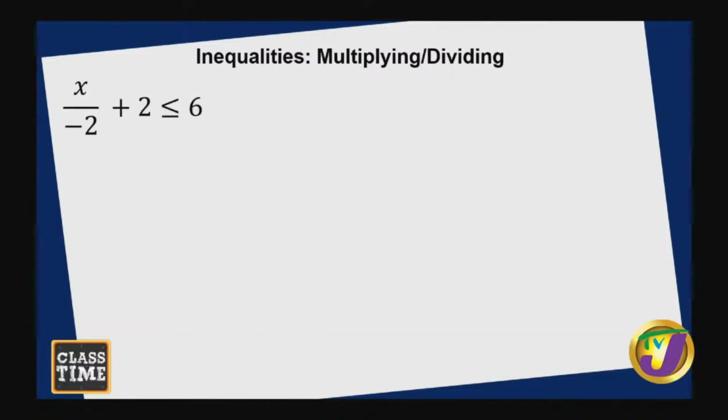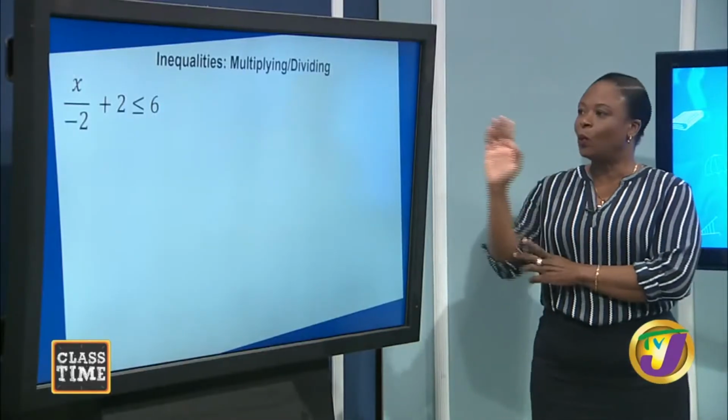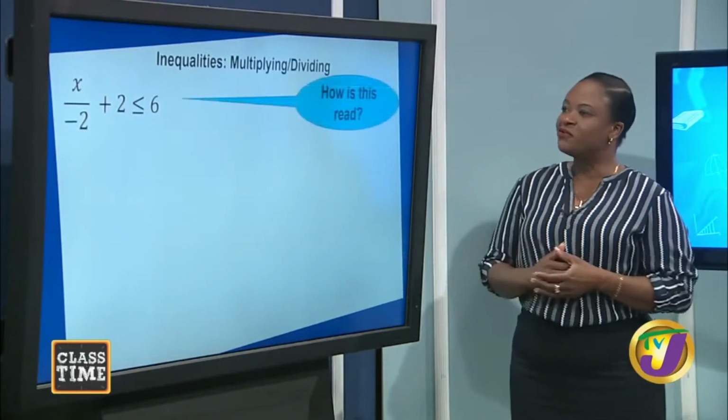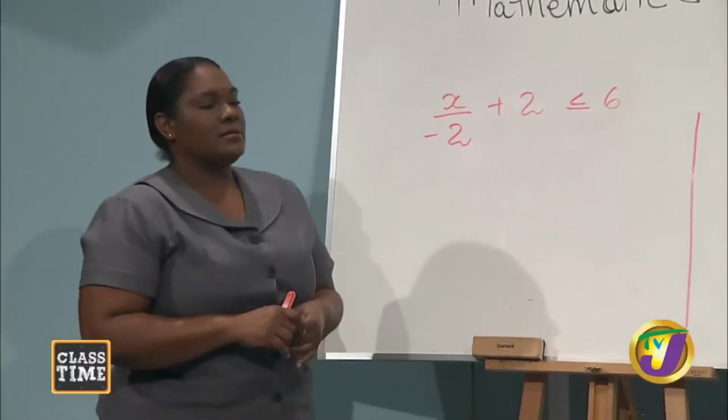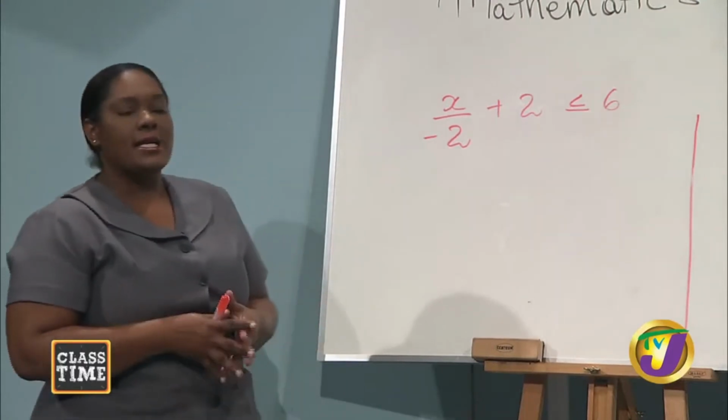In this case, I want us to look at what is here. How is it read? x divided by negative 2 is added to 2 is less than or equal to 6. I'm seeing addition here, but it says multiplication or division. Where does the division come in? The division comes in at the first term, where we are dividing x by a negative. Division can be represented in fraction form.